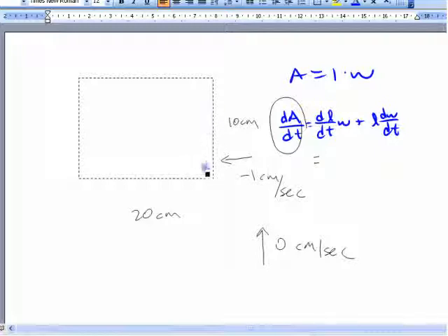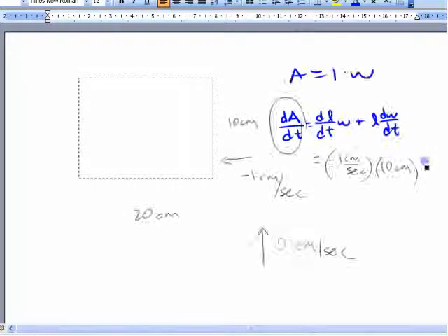So I was calling this the length. The rate of change of length is minus 1 centimeter per second. And we're multiplying that by the width at any given time, right? The width, this way, is 10 centimeters. Plus the other thing is, it doesn't even matter how many centimeters because this is 0, right?